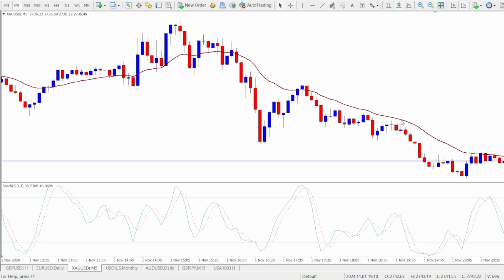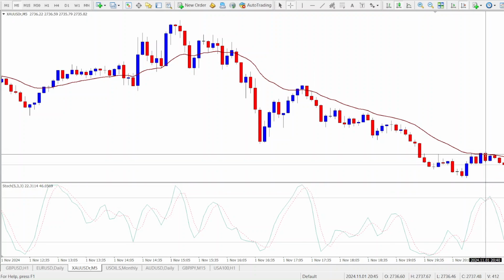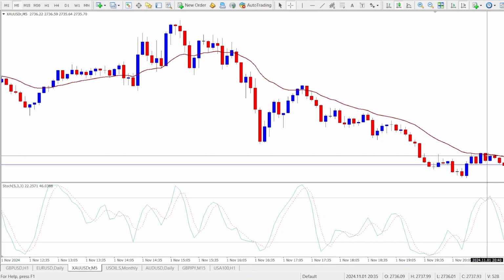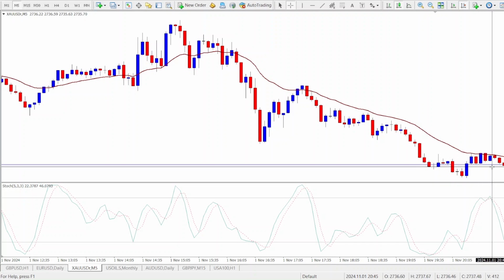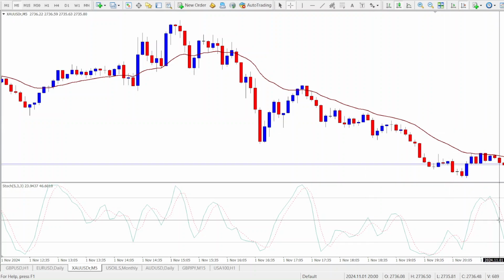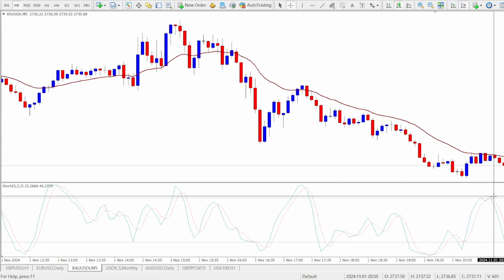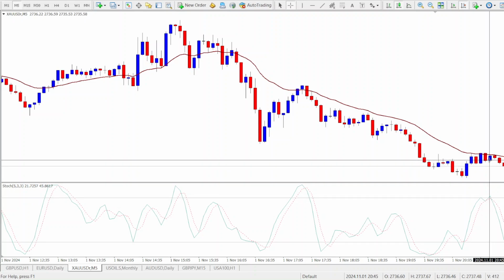For example, we can see that this is a bearish trend, so the stochastic already gave us a sell signal at this point, and you can see it was around that point that the price of gold was bouncing off the moving average, which was serving as a dynamic resistance. So we should have entered a sell trade around this point, perhaps around here.